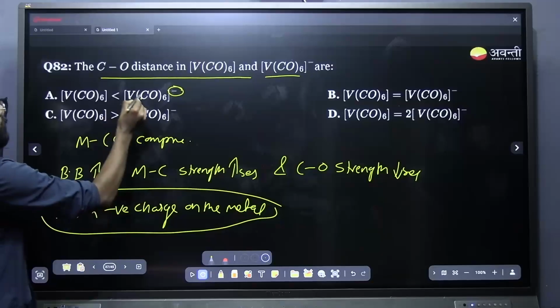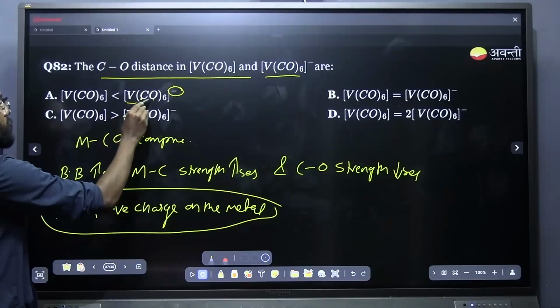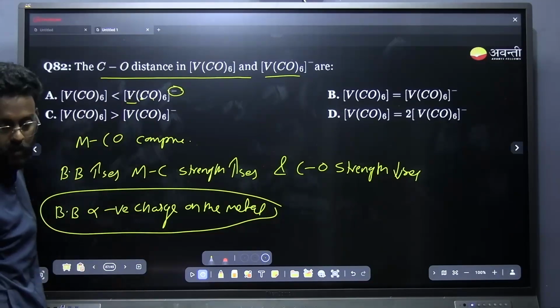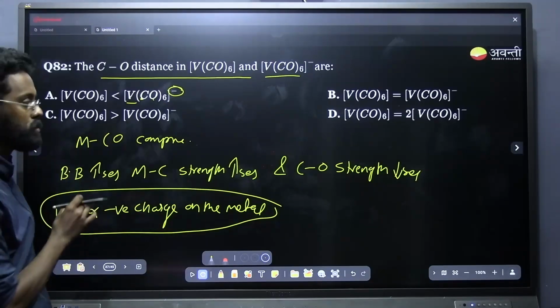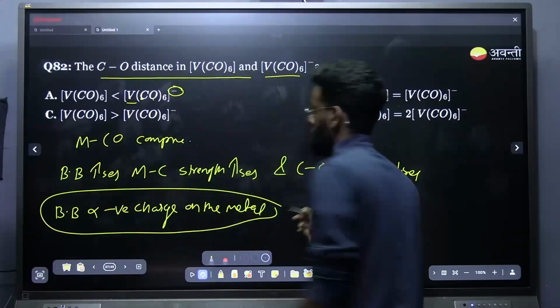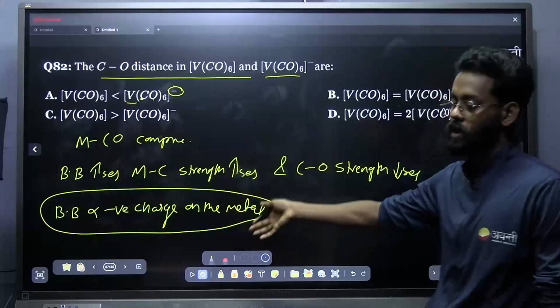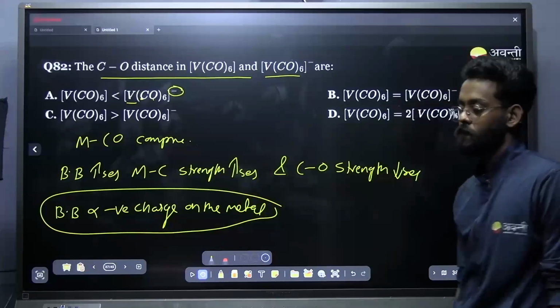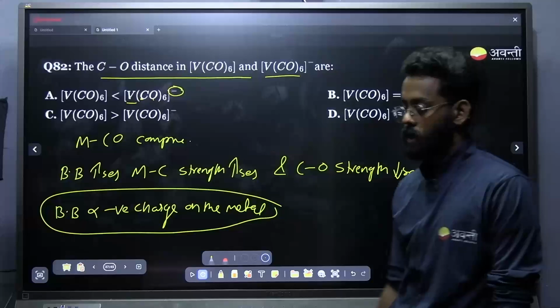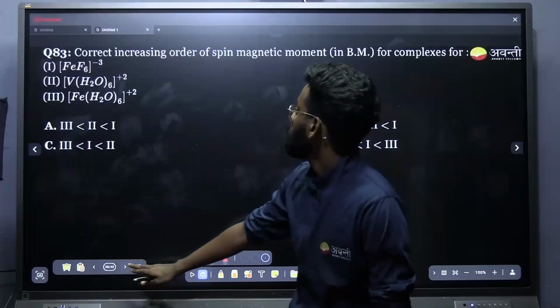If the bond strength of carbon-oxygen is less, then the bond length of carbon-oxygen will be higher. Got it? That is, bond strength is inversely proportional to bond length. Just take a screenshot of it. That is a point you should note down here. Got it? Shall I move on, students? Remaining questions you can solve.